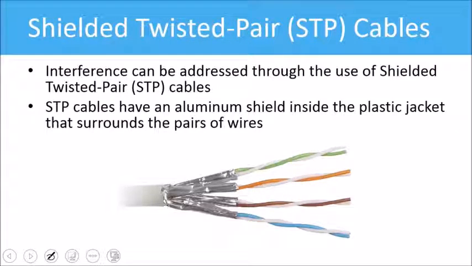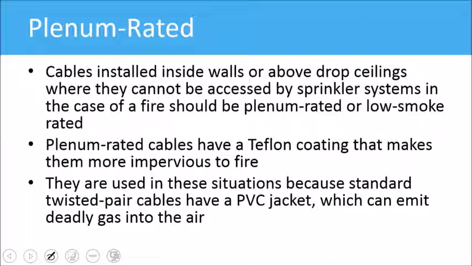To combat crosstalk, we actually can shield the twisted pair cables. And not just crosstalk, but also general interference can be addressed through the use of shielded twisted pair, or STP cables. All that we do is wrap each pair with an aluminum shield, and then we put all of our pairs back inside of a plastic jacket. Keep in mind, shielded twisted pair is typically a little bit more expensive than unshielded twisted pair.